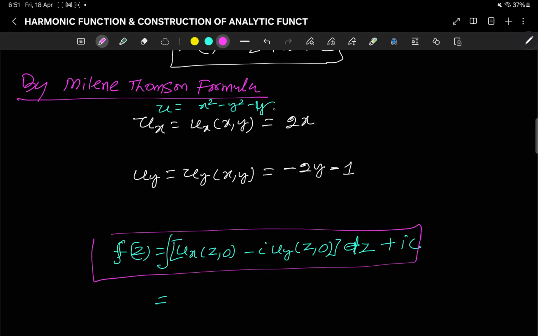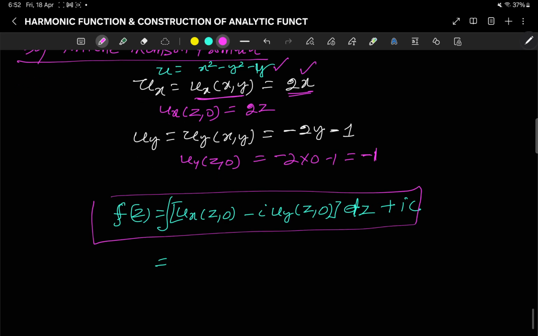Now in view of the given u, ux partially differentiated is 2x. Now ux is a function of xy, so what is my ux at z,0? In place of x we put z. And what is my uy at z,0? In place of y it is 0, so this is minus 2 into 0 minus 1, which is minus 1. Now I substitute it here.